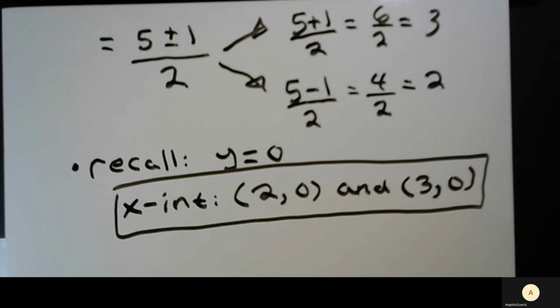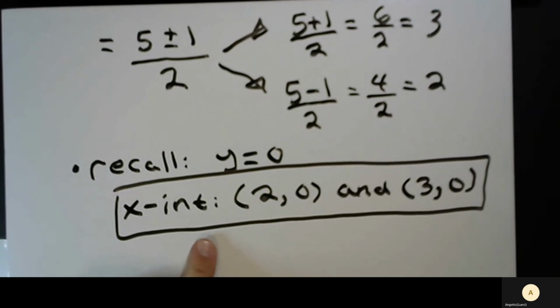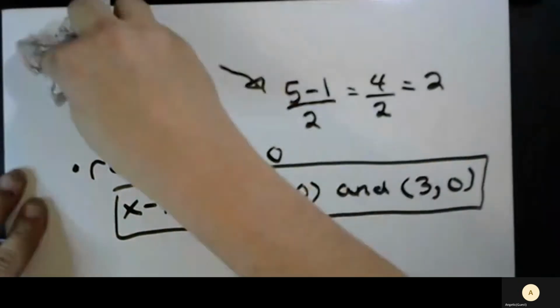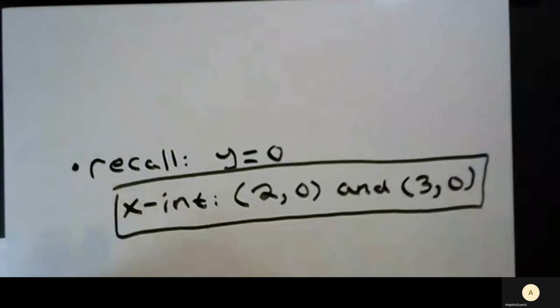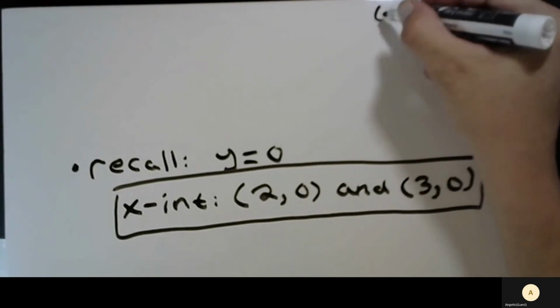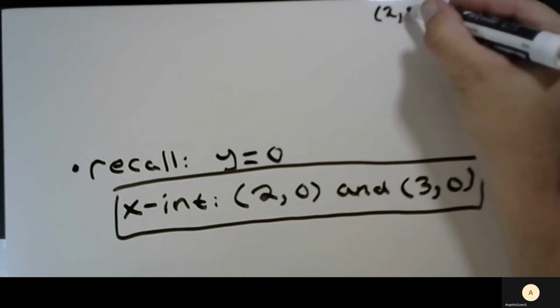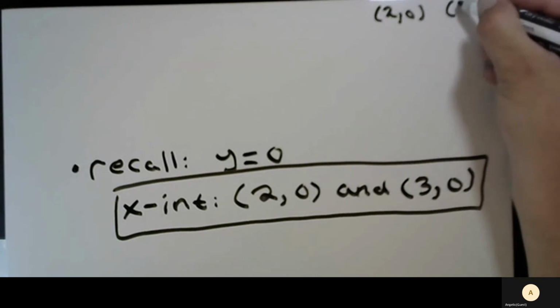So what's going on here? Well, let's take a look. We found the x-intercepts for this parabola. So let's try graphing it. This is kind of one of the trickier parts to do. So let's take a look. I'm going to write this off to the side. We have x-intercepts of 2, 0.